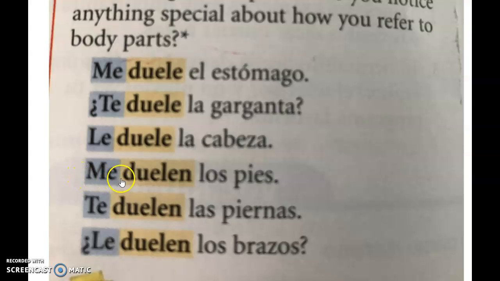Here we have me duelen los pies. Okay, do you remember that one? We talked about it. I said you're going to have trouble pronouncing this word. Do you remember what it means? Okay, hopefully you said feet. And this would be my feet hurt. Okay, te duelen las piernas. That would be your informal legs hurt. Here we have another question. Le duelen los brazos. And again, this is a question, so it could be do his arms hurt, or do her arms hurt, or do your formal arms hurt.